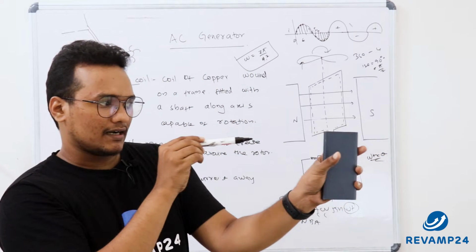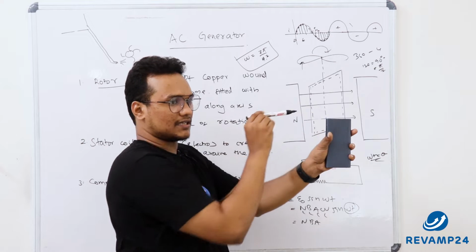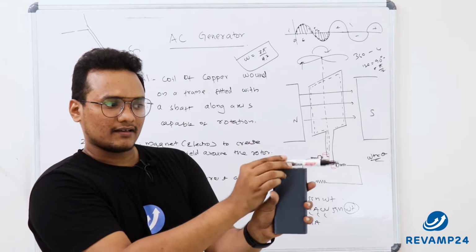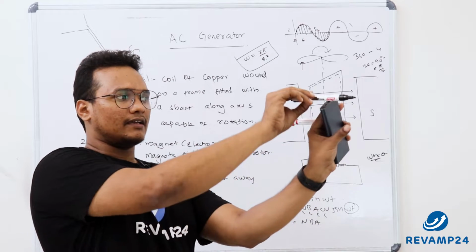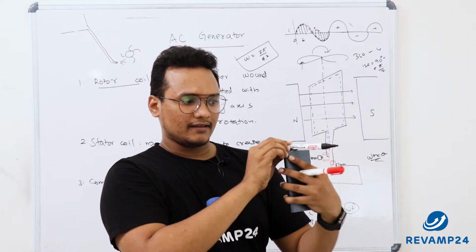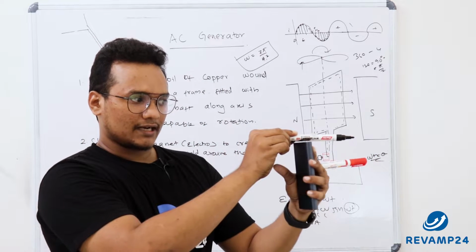Now here, what is the angle? This is my magnetic field, and the direction of the magnetic field will never change. This is the direction of the magnetic field and this is the area vector. The angle is 90, here 180, and next will be 90, then 0.